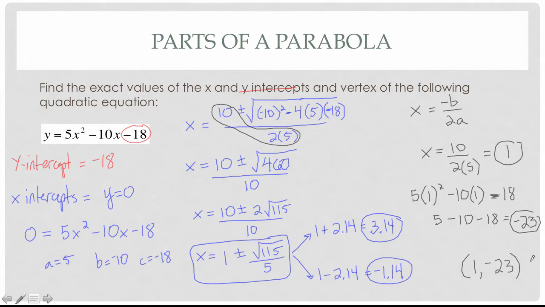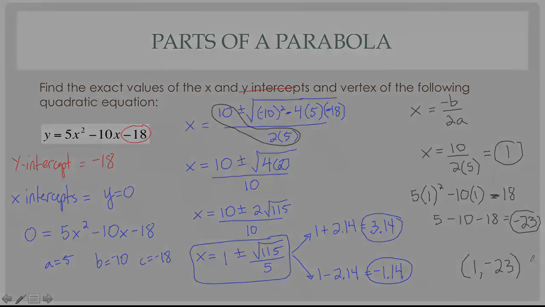So jot all those points down right here. Let's just double check now. So we know the y-intercept is at negative 18. We know my x-intercepts, one is at 3.14 approximately, and the other is at negative 1.14 approximately. And my vertex is going to be at the point (1, negative 23). Now I want to check my work. We just did a lot of algebra there, right? Let's take a look at our Desmos calculator, graph this thing, and see if our points actually do line up with what we have here.